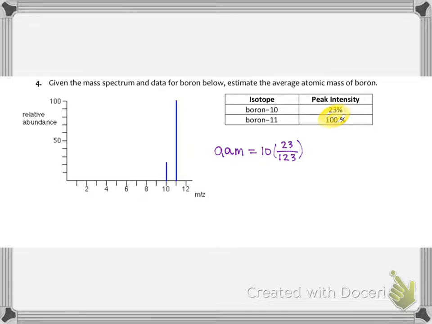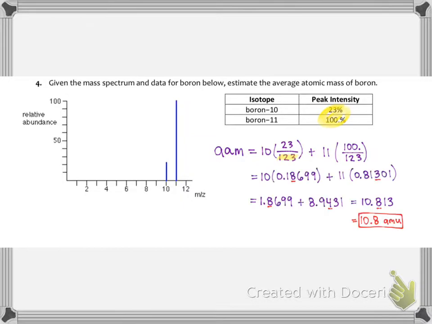So this is, in effect, normalizing our data. You just can't forget to do this step, otherwise you'll get some pretty crazy answers. But other than that, the math on this is the same. You use your calculator, and you get a delicious answer. In this case, the average atomic mass of boron is shown to be 10.8 AMU.